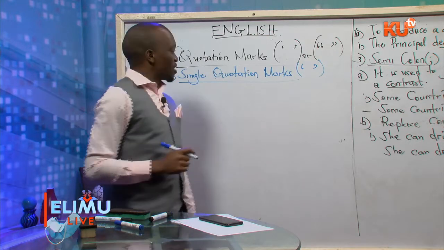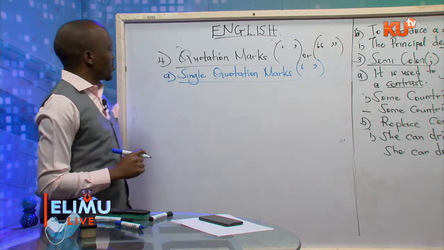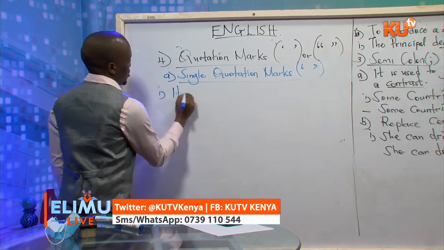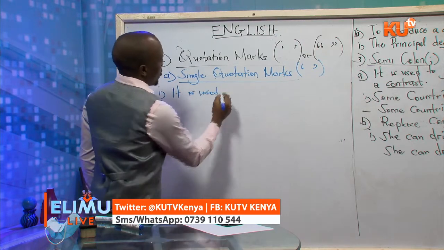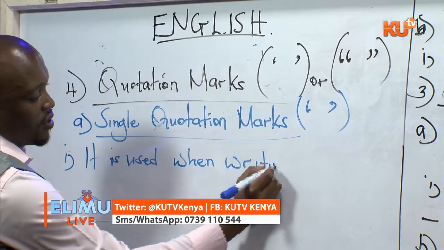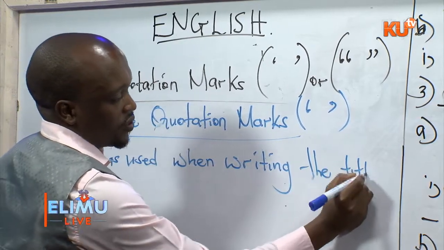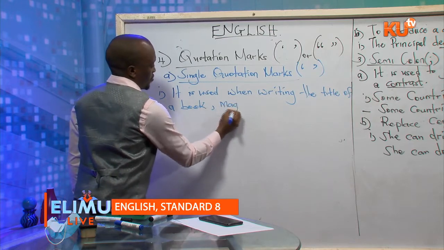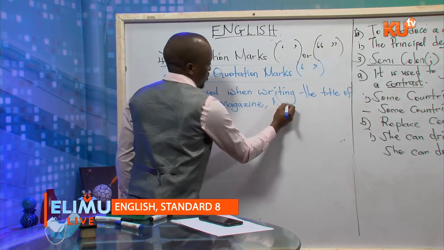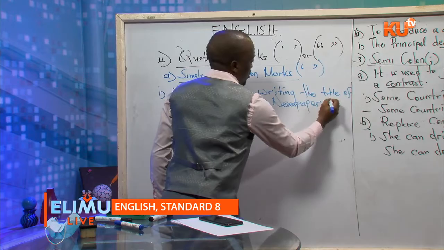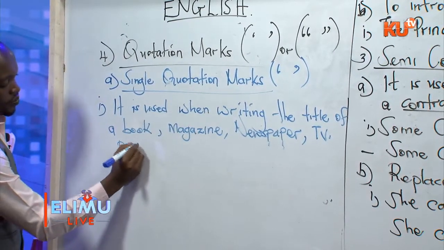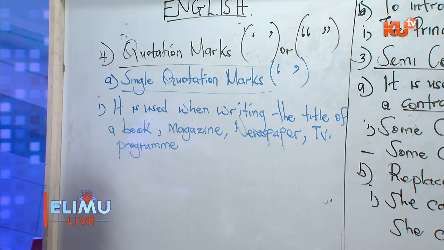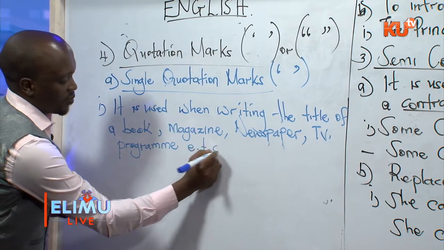There are two main uses of single quotation mark. The first use of the single quotation mark is that it is used when writing the title of a book, magazine, newspaper, TV program, and etc., meaning that the list is endless.